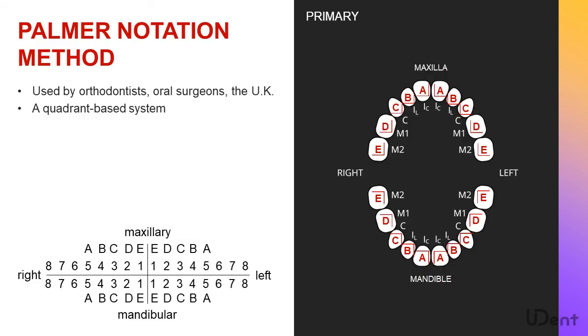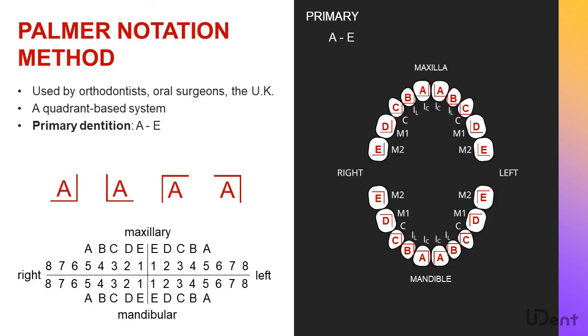The Palmer Notation method also uses letters from A to E to notate the primary dentition, along with the corresponding quadrant to indicate each tooth.